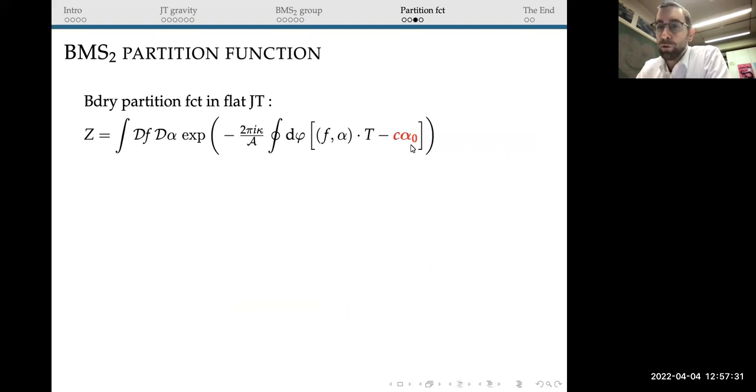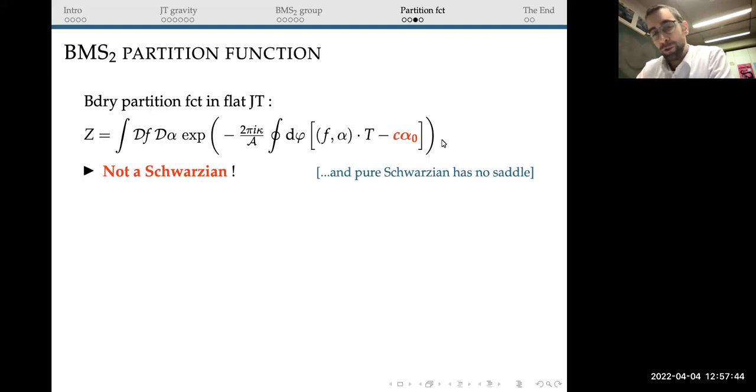Now, this zero mode is going to be crucial because that's the guy that's going to change things. For example, the whole action is not just a Schwarzian. It's certainly not just a generator of U1. It's something else, and we have to deal with that. And not only that, but at some point, before we realized there was no saddle point, we thought of just using the BMS-Schwarzian in this partition function computation. But you have to recall that the pure Schwarzian has no saddle points. So it doesn't even make sense to talk about the one loop partition function because there's no saddle point. So you have to pay the price of adding a zero mode in order to actually have a saddle point.